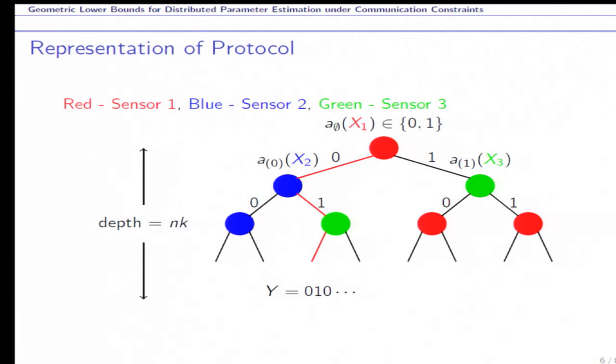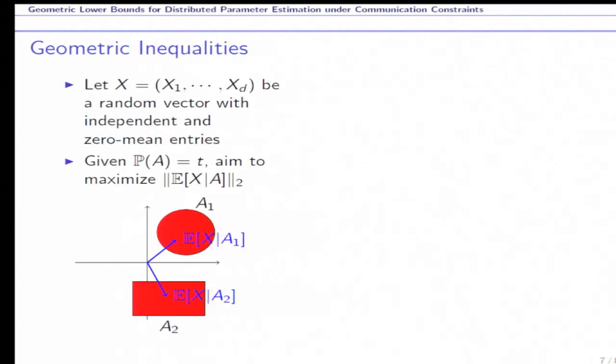We can do that by a very standard hypothesis testing argument. And finally, we arrive at a quantity we need to optimize. Surprisingly, this quantity is a geometric one. Let x be a random vector with independent and zero-mean entries. Our target is that, given some t between 0 and 1, and given that the probability of A is equal to t, we would like to maximize the L2 norm of the conditional expectation of x given A. Note that this is actually a vector.